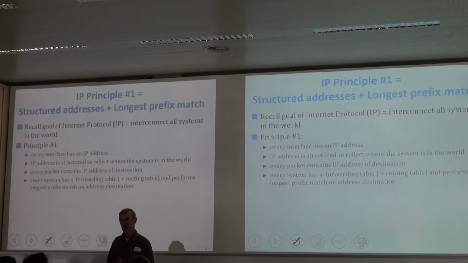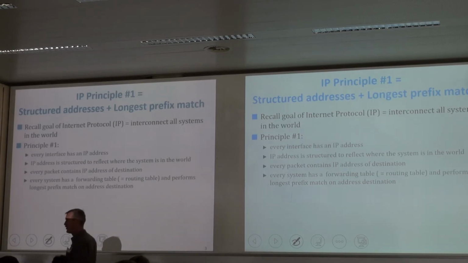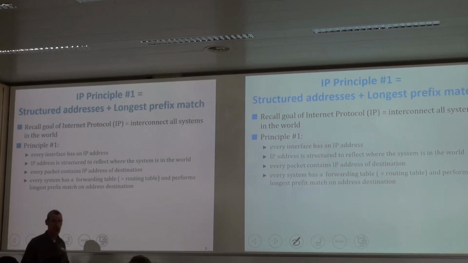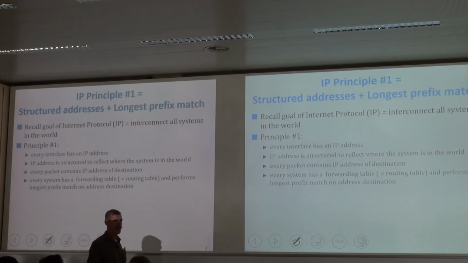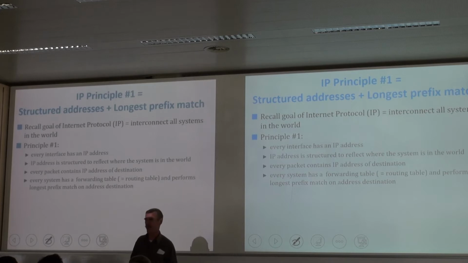So for most cases, the IP addresses are first the address of a communication interface, not of a machine, but of an interface. Most machines have several interfaces. Your PC has certainly an Ethernet and a Wi-Fi interface, and a few others that we will see when we do tunnels and things like this. Each of these interfaces has an IP address.